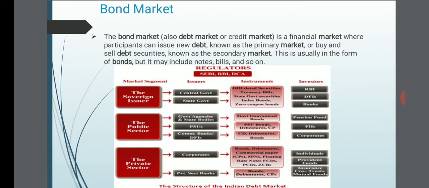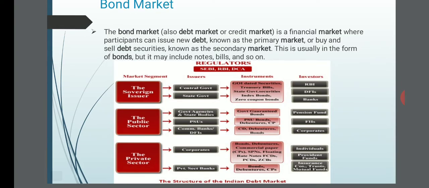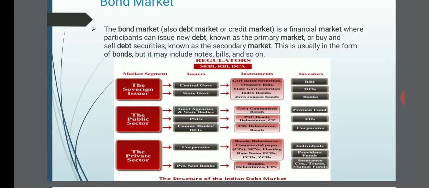Then market segment: issuers, instruments, and investors. So when we talk about market segment, the sovereign issuers are central government and state government, and they use the instruments Government of India dated securities, treasury bills, state government securities, index bonds, zero coupon bonds. Investors are RBI, development financial institutions, and banks.